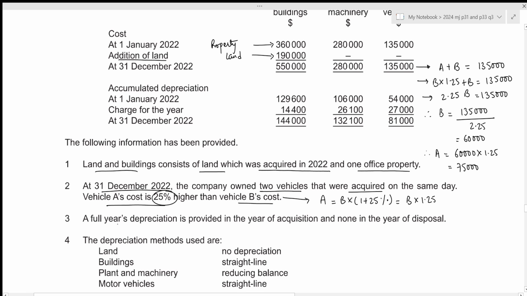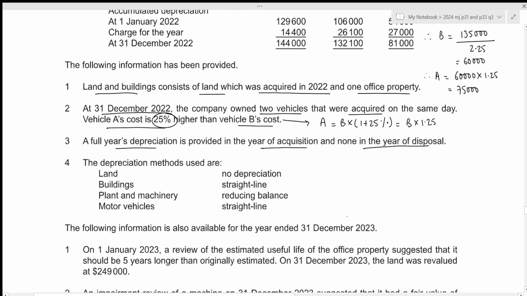Okay. A full year's depreciation is provided in the year of acquisition and none in the year of disposal. Then the depreciation methods used are given as well. We provide no depreciation for land. For buildings, we use a straight line method. For plant and machinery, we use a reducing balance method. And for motor vehicles, we use a straight line method. The following information is also available for the year ended 31st December 2023.